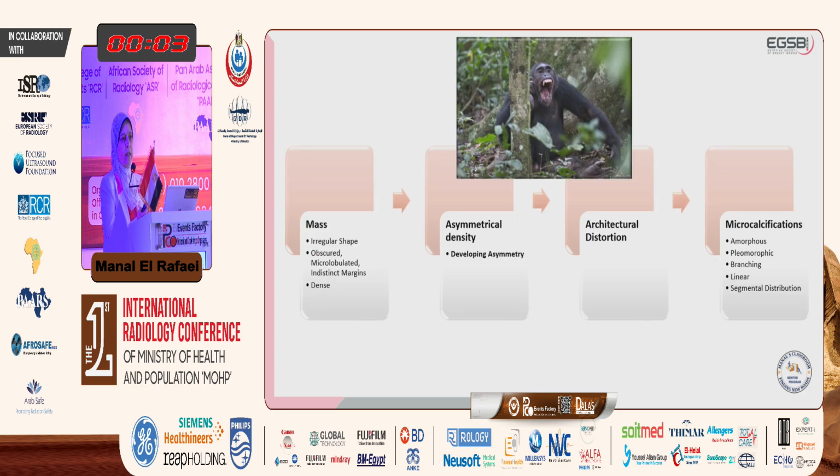While if I find an irregular microlobulated mass with spiculations, or asymmetrical density which is increasing in size in comparison to previous studies, or I find associated architectural distortion or suspicious forms of microcalcification either on the morphology or distribution, then I shall send this patient to biopsy.